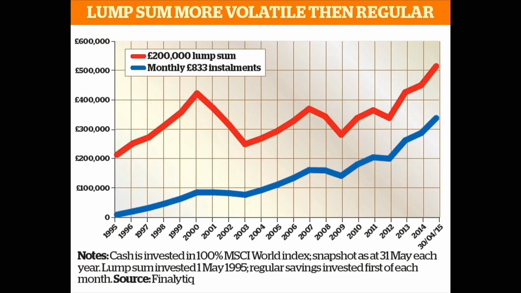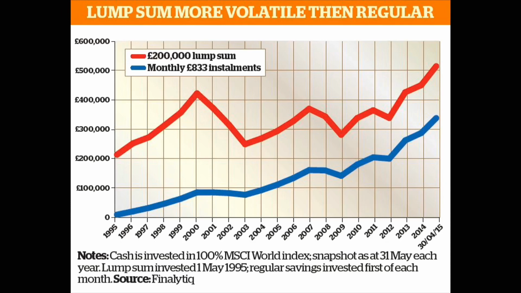So now let's take a look at a more long-term example of where lump sum investing would have actually got you a better return on your money. So you can see here, we've dated back to 1995. Now as a lump sum investor, they've put £200,000 in one go. Whereas the monthly instalments will equal £833 for an average investor. You can see here that the £200,000 has been quite volatile. It's been up and down. It's a lot more volatile than cost averaging.